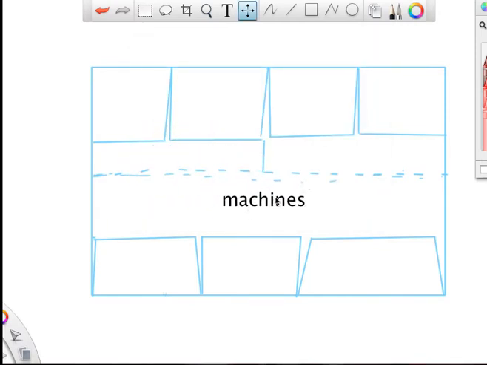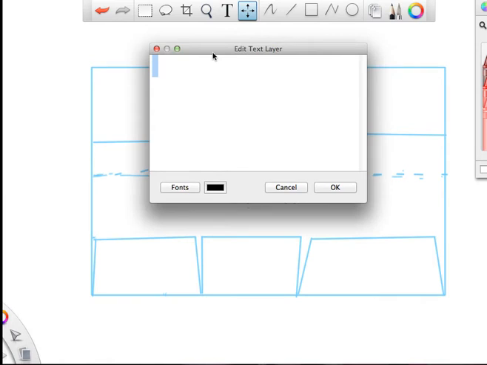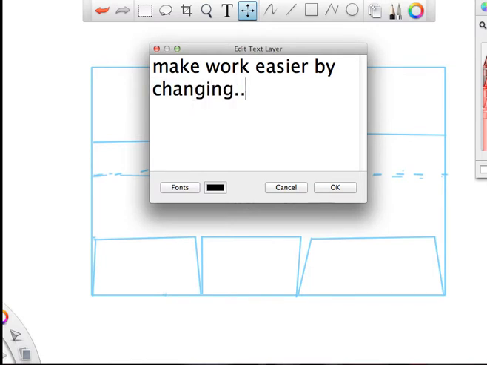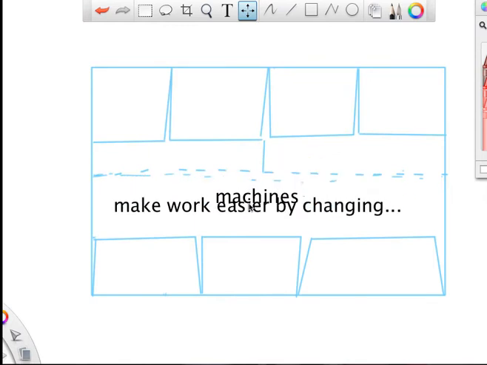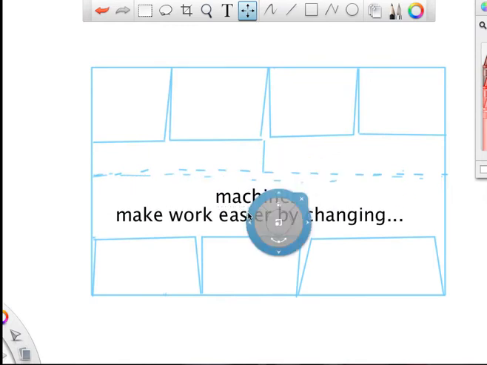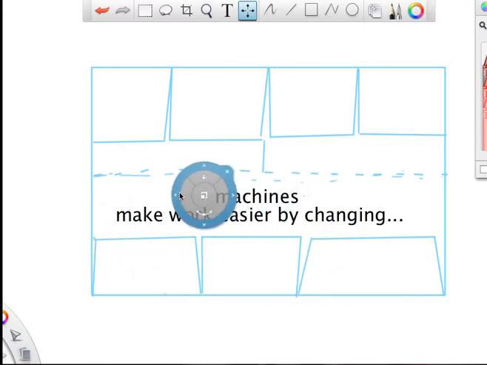So machines are going to be right here. And what we're going to say about machines is that they make work easier by changing... Okay, so this is going to go right underneath machines. Now we haven't opened the flaps. Our flaps are closed and down. Okay, they're just laying flat against the paper. This is the space that we have left.